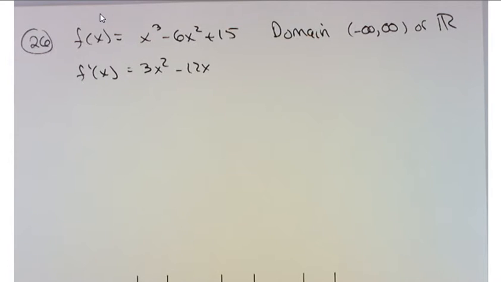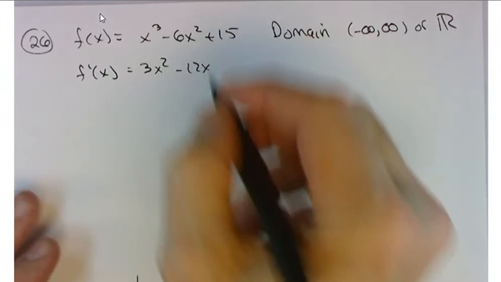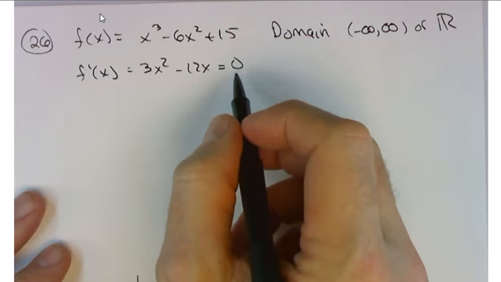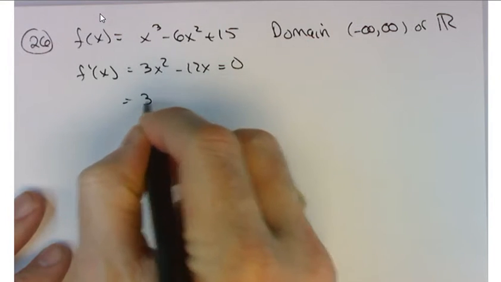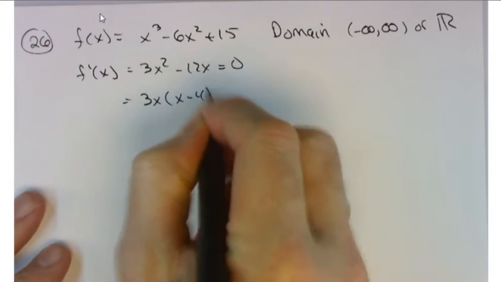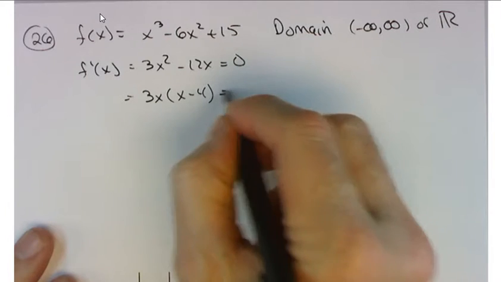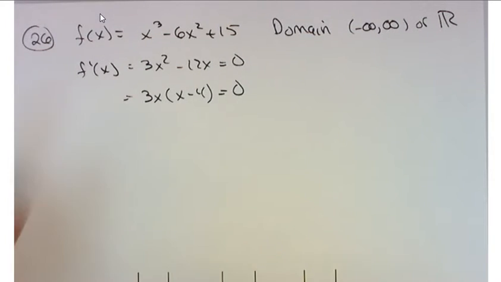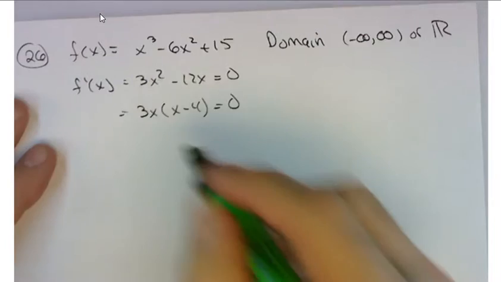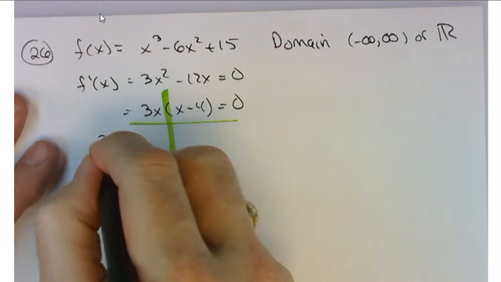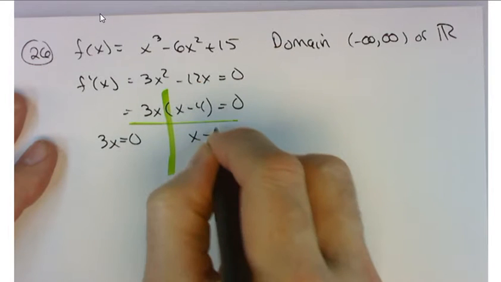And I want to know where this function is positive or negative. So first of all, let's figure out where it's actually equal to 0. Setting this equal to 0, I can factor out a 3x, that leaves behind x minus 4. And that gives me 2 places where this function can actually equal 0. You have something times something else equals 0. Either 3x could equal 0 or x minus 4 could equal 0.